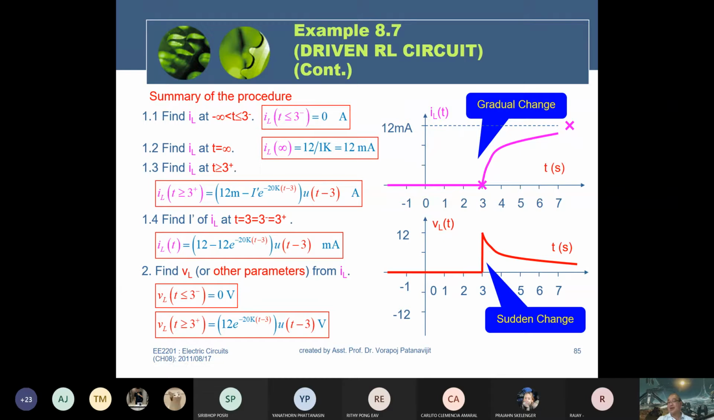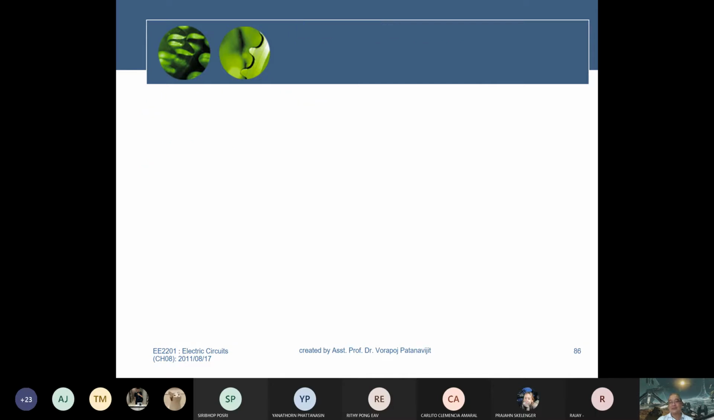Only the inductor current cannot change suddenly. You may ask why IL cannot change suddenly. If IL jumps suddenly, the voltage across the inductor will be infinity at that point. If you have infinite voltage or infinite current at some point in your circuit, the circuit is broken.